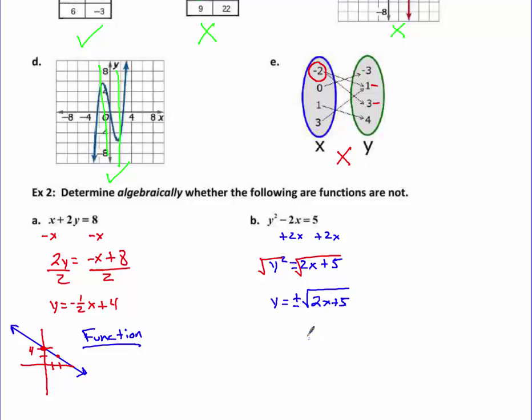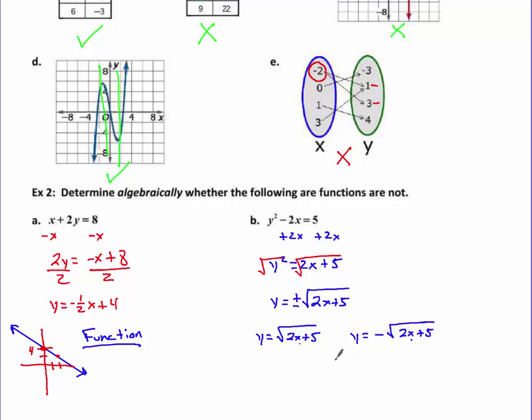Well, that's an issue because if y equals the square root of 2x plus 5, that's good. We can put a number in for x, and we get an answer for y. Everybody's happy. But if y also equals negative square root of 2x plus 5, if we put a value in for x in each of these, we're going to get two different values for y.